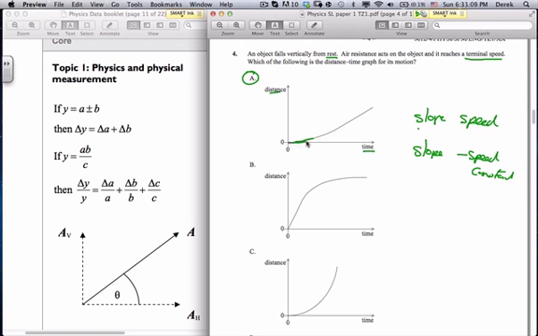starting off at 0, it accelerates, and then we get the straight line over here, which is your constant velocity. Here you can see this can't be correct because this is actually starting off already with a certain velocity, and it's constant, and then it decreases. The velocity doesn't decrease, it stays constant. And I think you'd be able to see that C and D are both incorrect. So A is the correct answer for question 4.